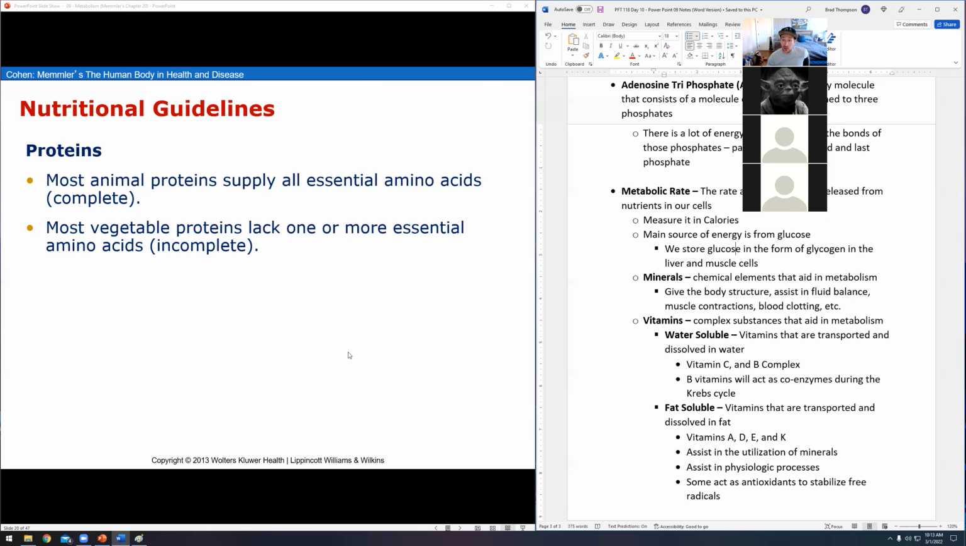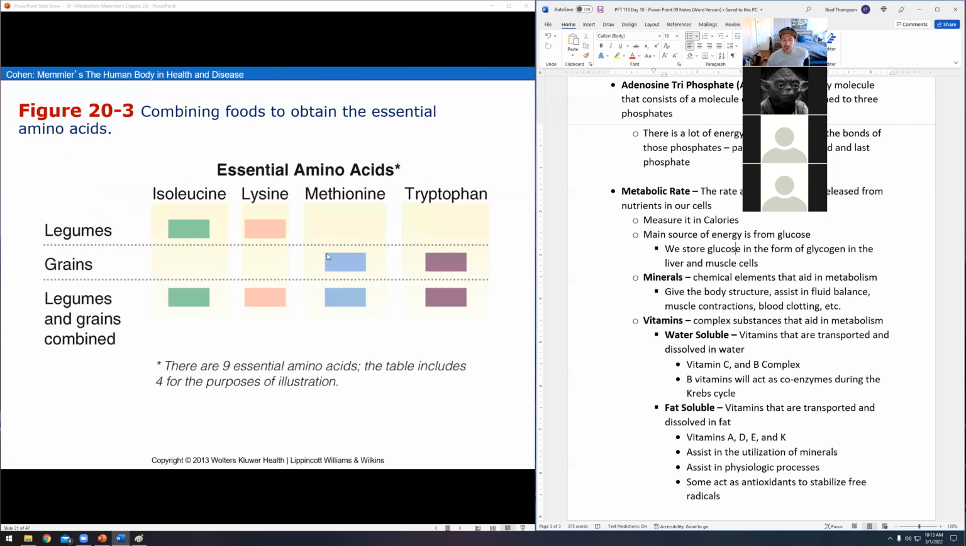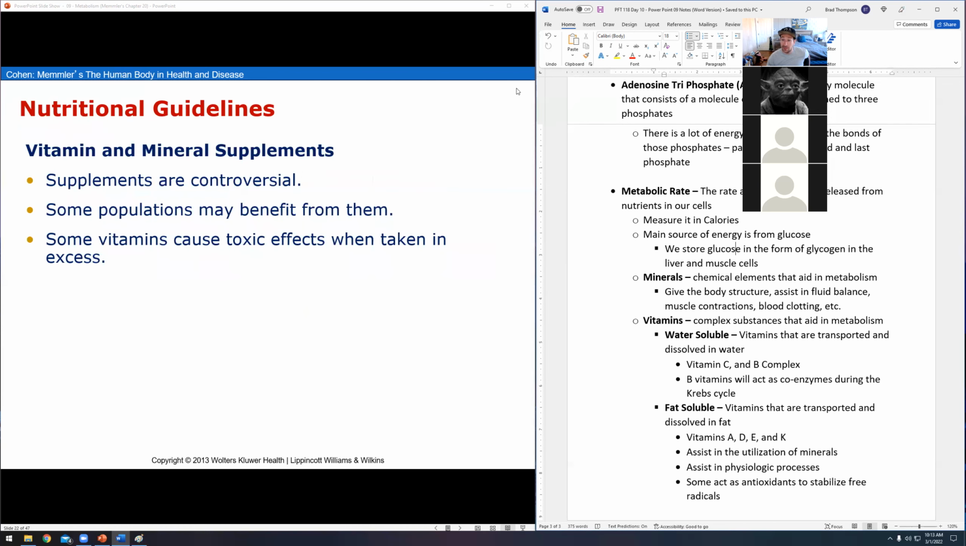So you do need to make sure that you are eating your amino acids in such a way that you sort of pair them up, right? If you look at a legume, like a bean, it doesn't have methionine or tryptophan. And if you look at a grain, it doesn't have isoleucine or lysine. So if you eat a little bit of beans on toast, like a grain, now you're getting all four amino acids. That's the most British meal ever, by the way. Beans on toast.